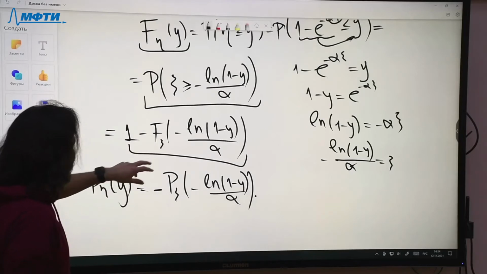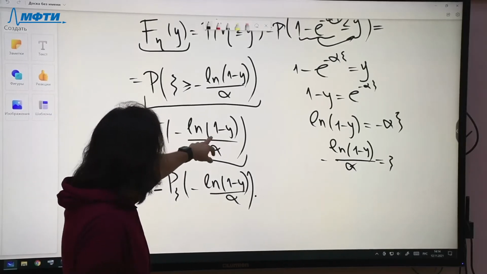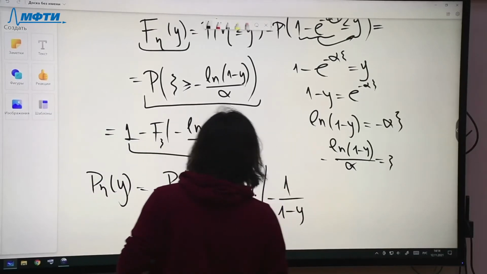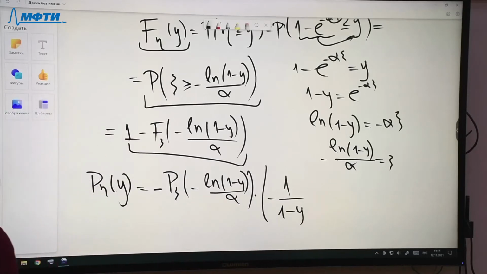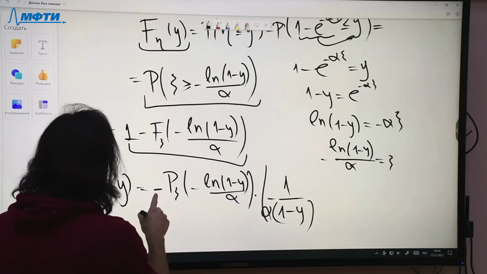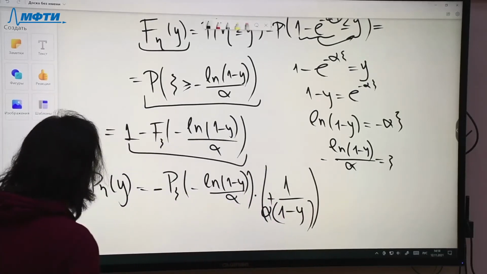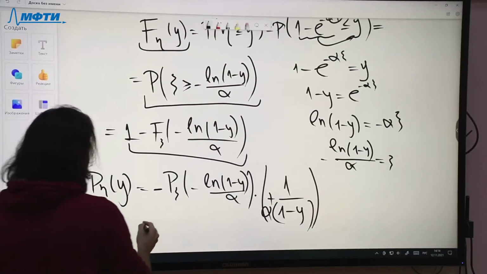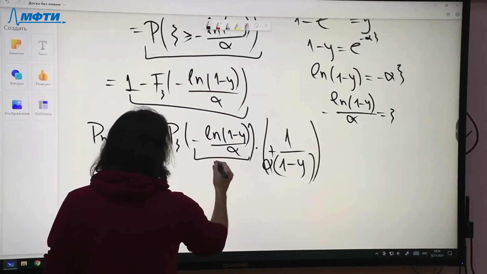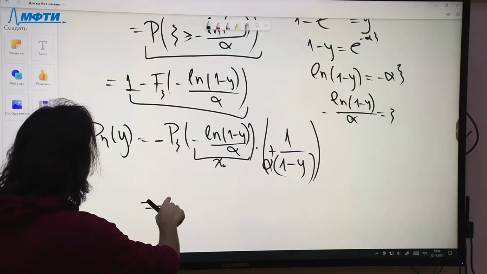times the derivative of this function here inside. So we are finding the derivative with respect to y. So the derivative is going to be 1 over 1 minus y. So minus 1 over 1 minus y, right? And here also alpha. And minus, so this is plus. So all we have to do is to write the density in terms of this point, on this point, right?